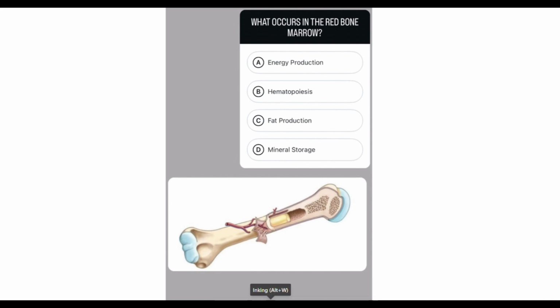All right, what occurs in the red bone marrow? Once again, just talked about this. It should be an easy one. Energy production, remember, bones don't do that, so you can cross that out. Hematopoiesis, that big long word, sounds familiar for the red bone marrow. We're going to think that's probably it.